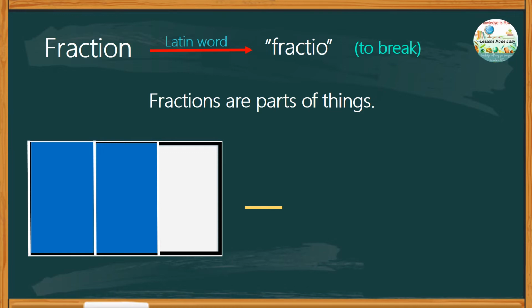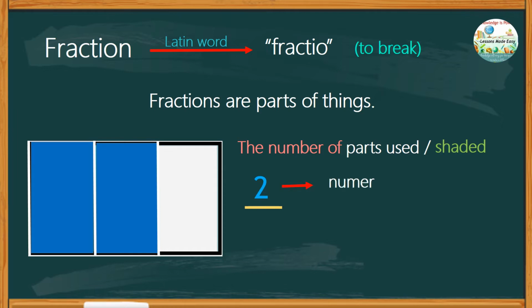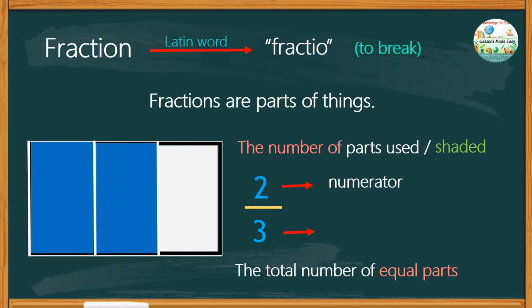The number on the top must be the number of parts used or shaded. In this example, there are 2 parts shaded, and we call this the numerator. The number below must be the total number of equal parts, which is 3 equal parts. In this example, we call this the denominator.